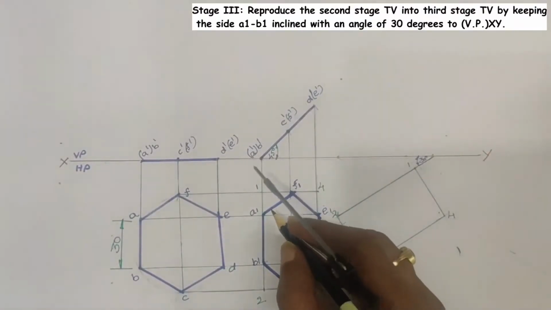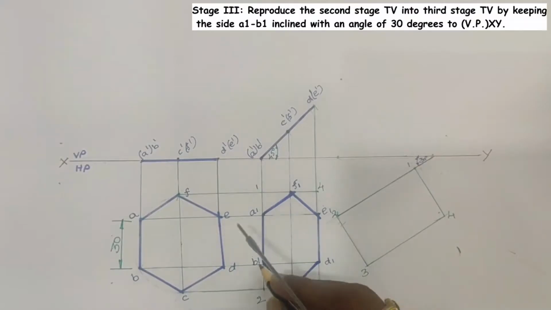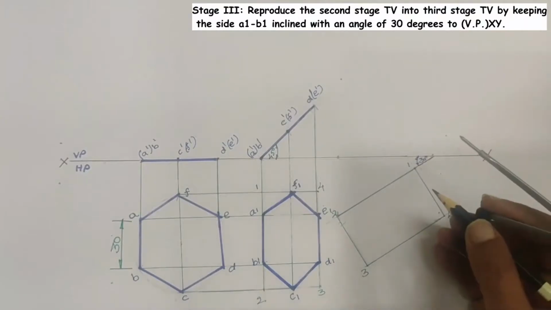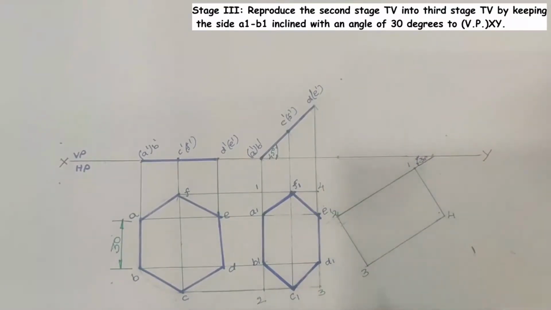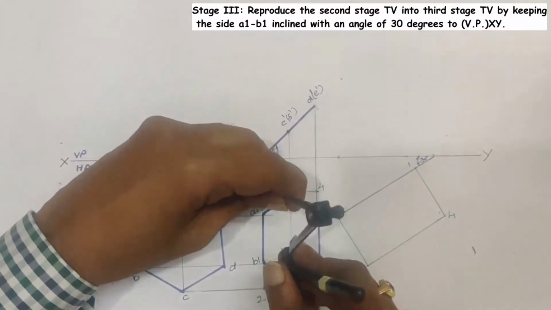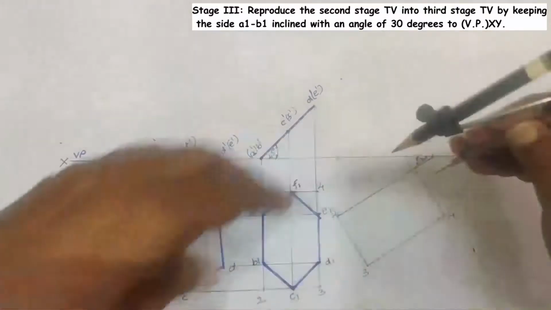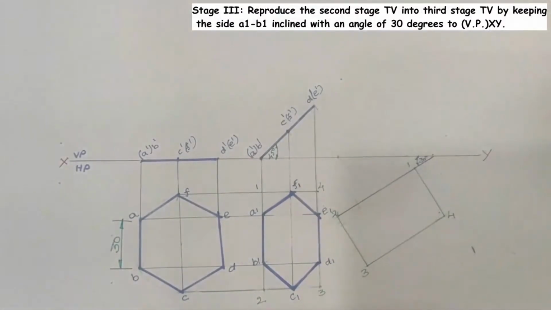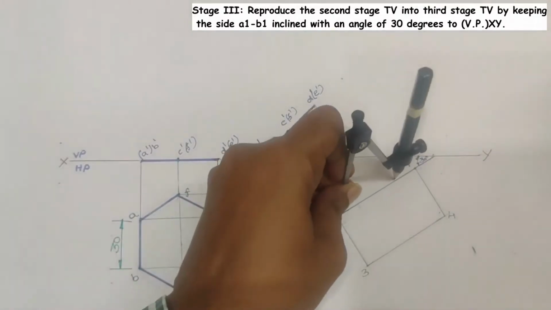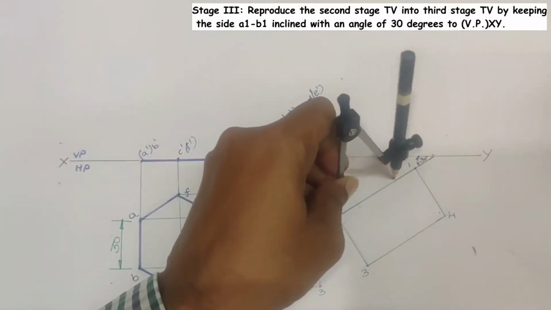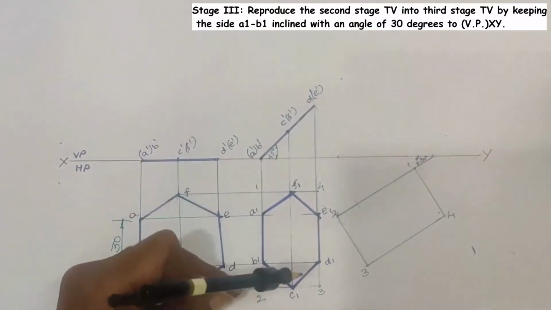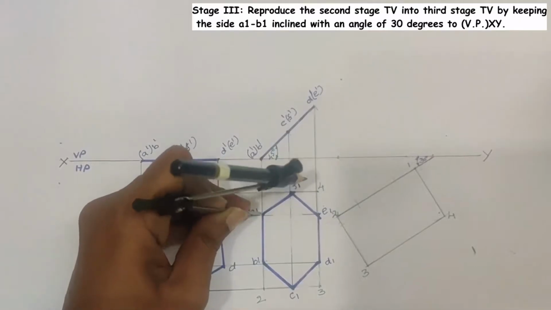Then the points in the second stage top view, say A1, B1, C1, D1, E1 and F1, are to be transferred into the third stage with reference to this rectangle. For that, take 1B1 as a radius, 1 as a center, draw an arc; with that you will get point B1. With 2 as a center, with the same radius, draw an arc on the 1, 2 side; with that you will get point A1. That is, 1 to B1 as well as 2 to A1 is with the same radius.